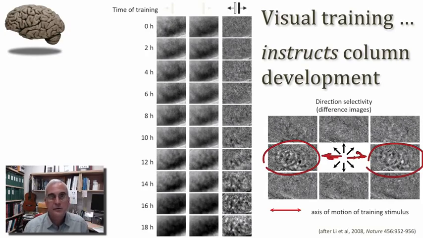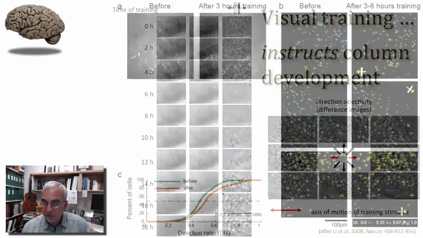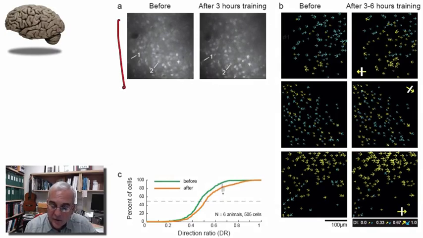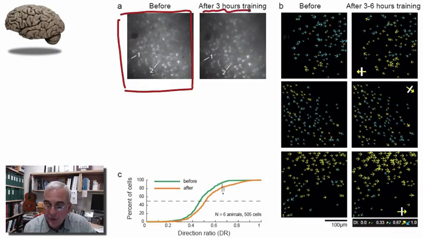Now we've gone on to study this phenomenon at the cellular level using this method I mentioned a few moments ago, 2-photon imaging of calcium signals, and this has allowed us to watch cell by cell the emergence of direction selectivity and direction preference in the visual cortex. And what we're able to do is to follow the same cells over time. Here we're looking down in a very small region of the visual cortex, and after about 3 hours of visual training, we can observe the very same cells in the living animal.